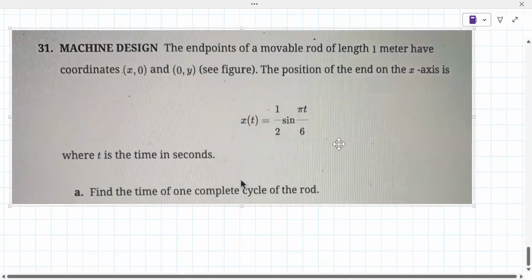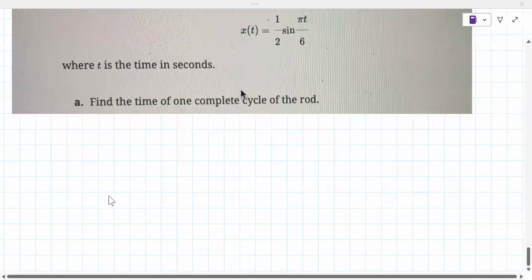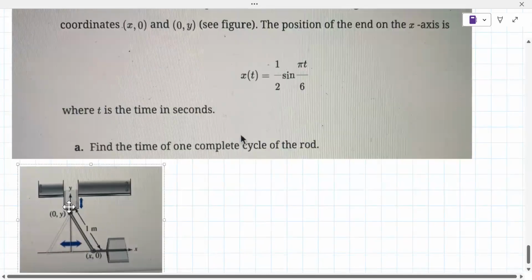All right, the endpoints of a movable rod of length 1 meter have coordinates x and y. See figure 1. Let's snip that in here. So they're just saying like the piston, I guess. The rod goes down, and then this one goes to the right, maybe. It looks like a triangle again, but then they're giving us this equation. The position of the end on the x-axis is given by this equation. Find the time of one complete cycle of the rod.